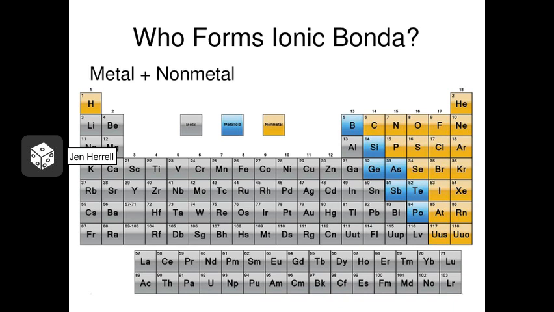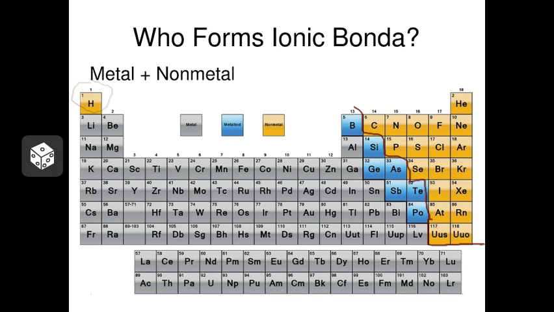Ionic bonds tend to form between metals and nonmetals. So what are those? Well, these are just classifications for the different elements. The nonmetals are these: hydrogen, and then all of these guys in orange from here over to the right of the periodic table. These are our nonmetals. The metals are the ones in gray.